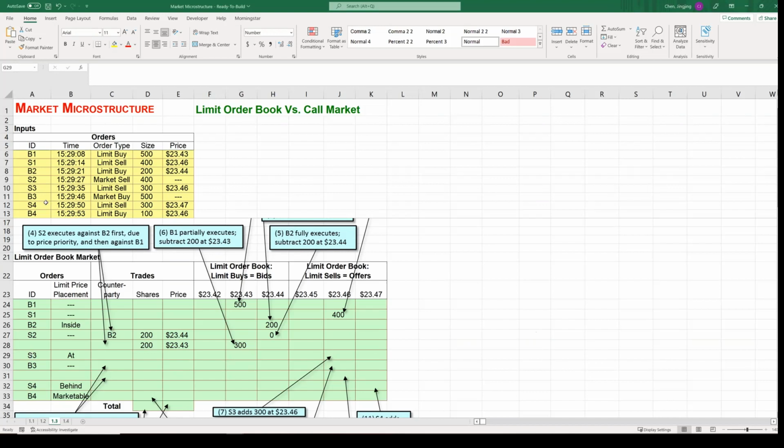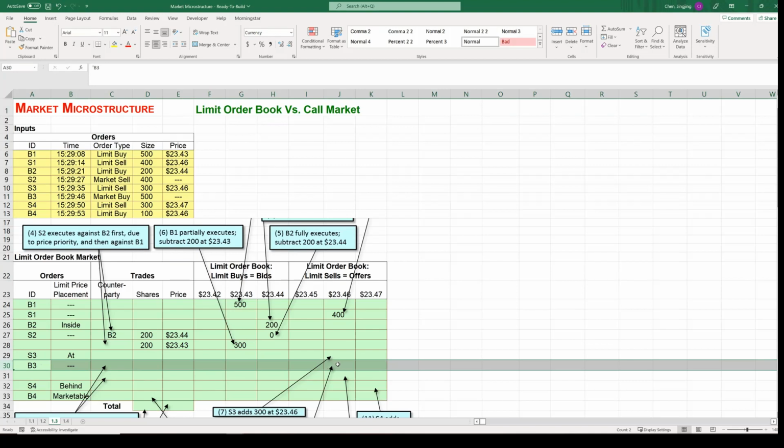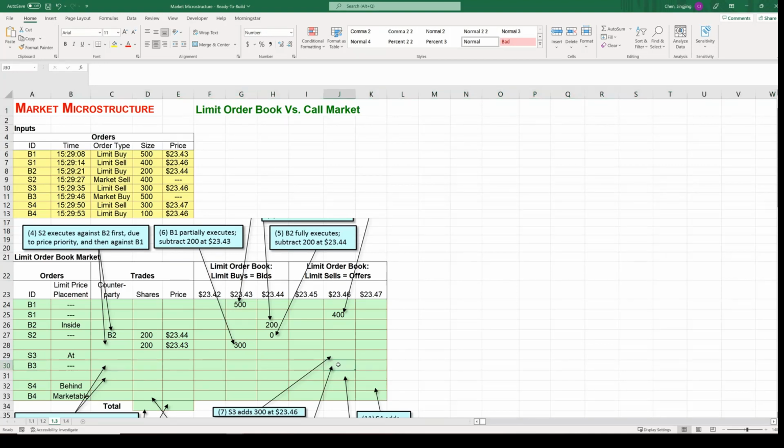So then we move on to the fifth order. This is the limit sell order at 23.46. At 23.46, we have 400 existing from the previous order. And now we're just adding 300 to the 400 shares. So adding 300, that will be 700 for S3. Now move on to the next one.